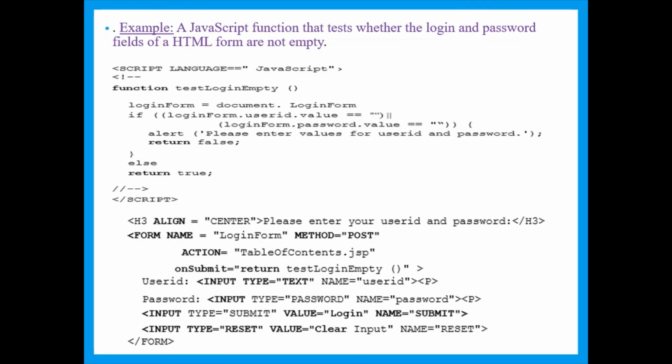It processes the data, and if both the username and password are empty, the alert message is displayed and it is going to return false. That false value will come back to the HTML page. This is how JavaScript has been used for checking whether the username and password are empty or not.